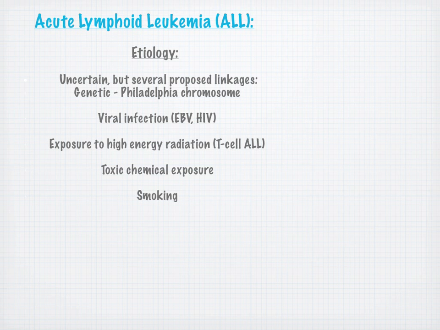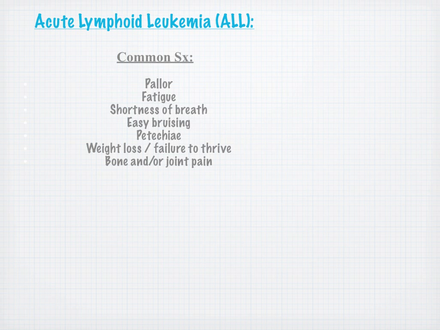So viral infections may be an etiology of ALL, EBV and HIV, and the person may have been exposed to high energy radiation if they present with T-cell ALL. Toxic exposure, and then smoking in general, because smoking is in fact evil.